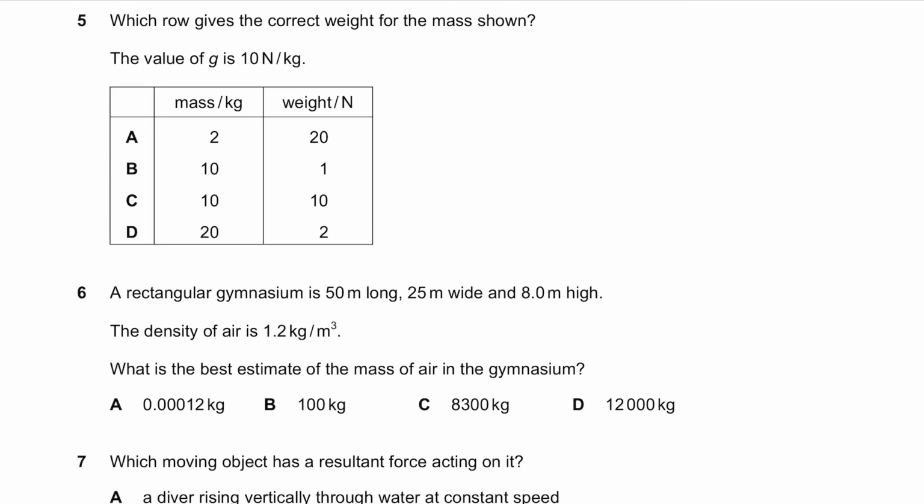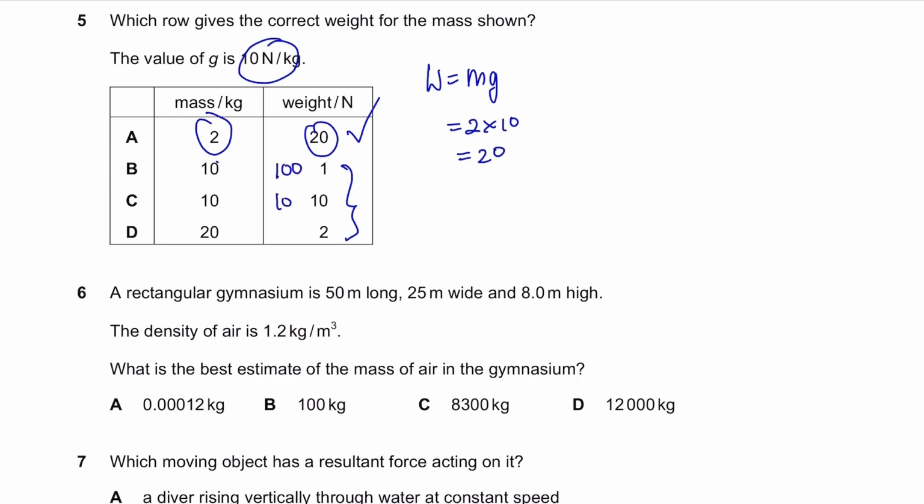Question 5. Which row gives the correct weight for the mass shown? The value of g is 10 newtons per kilogram, while weight equals mass times g. So if the mass is 2, the weight is 2 times 10 equals 20. Oh, this is correct. If you look at the other options, they're all wrong. If the mass is 10, the weight should be 100. Then if the mass is 20, the weight should be 200. Be careful not to get confused and always memorize all your formulas.